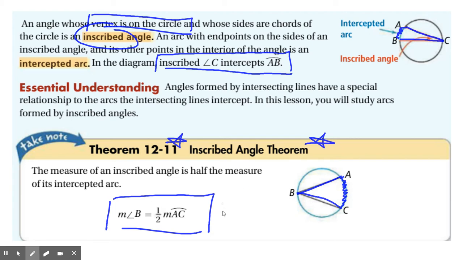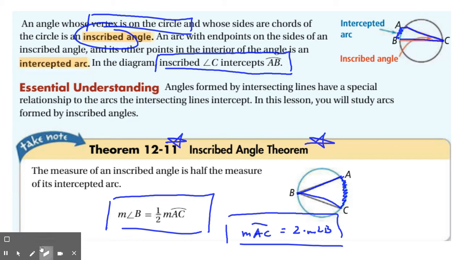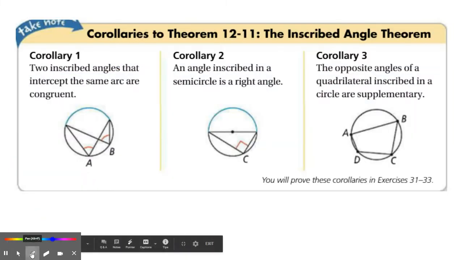Now, you can also think of this from the arc's perspective. Say I wanted to find the measure of arc AC. Well, if I want to find the measure of arc AC, I'm going to take 2 times the measure of the inscribed angle. So be aware that both of these relationships can be used. Big idea here: the state test likes inscribed angles. These are some ideas from the inscribed angle theorem.